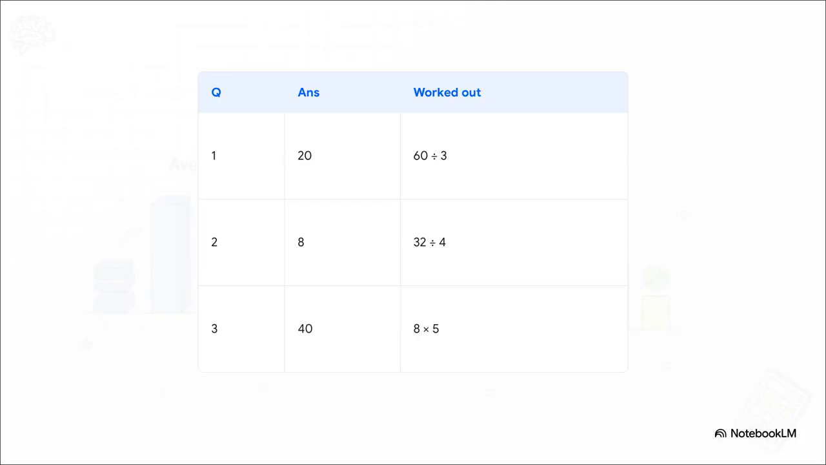For question 1, you add them up to get 60, divide by 3, and your answer should be 20. For question 2, adding them gives 32, dividing by 4 means your average is 8. And for question 3, working backwards, you simply take your average of 8, multiply it by the count of 5, which gives a grand total sum of 40. If you got those right, give yourself a massive pat on the back.